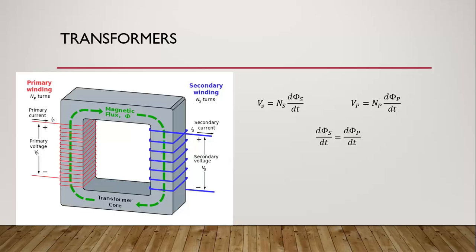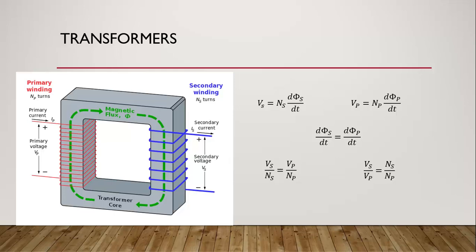It's worth pointing out the total change in flux should be the same for both of them. You have the same area in this case, the same magnetic field, and so all of that should be the same. So we should get this ratio here, that voltage in the secondary divided by number of coils in the secondary is equal to voltage in the primary divided by number of coils in the primary. And so we get this ratio of voltage in the secondary to voltage in the primary is number in the secondary to number in the primary.